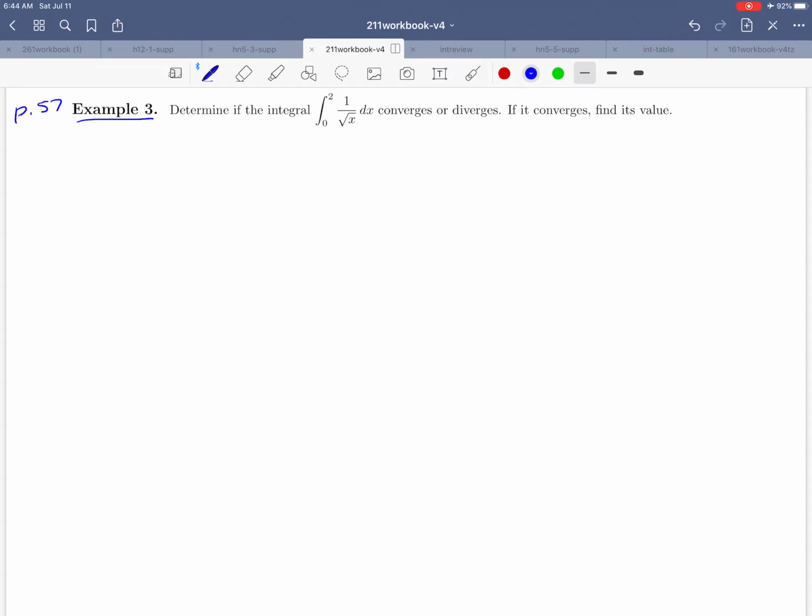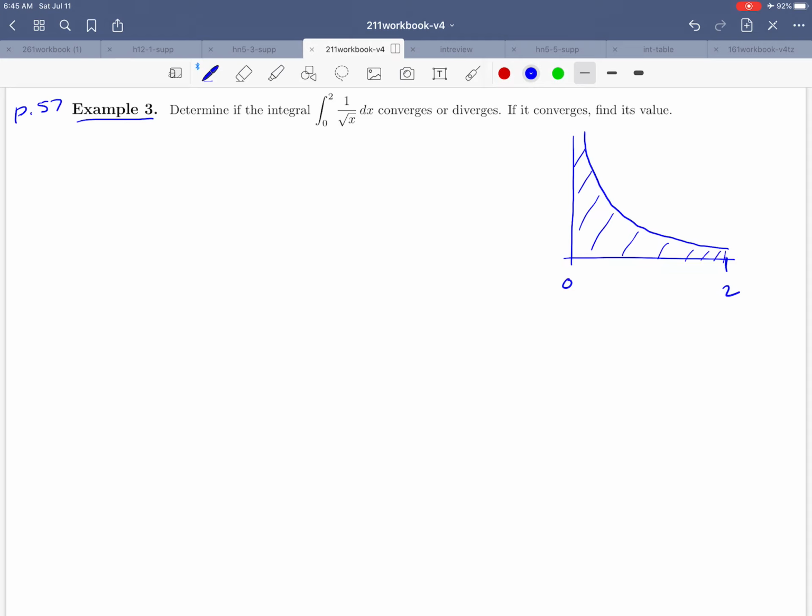Okay, well, first question we might ask here is, why is this integral improper? Well, we could just draw a picture of the function that we're integrating. So 1 over the square root of x has this sort of shape to it. If you were to plot that on the interval from 0 to 2, it's this area that we're being asked about.